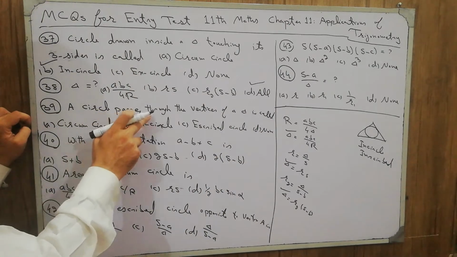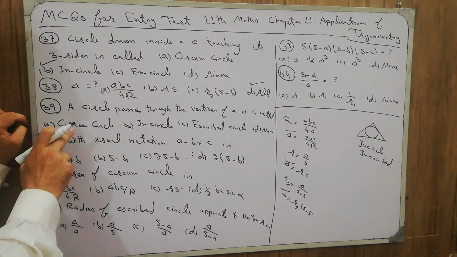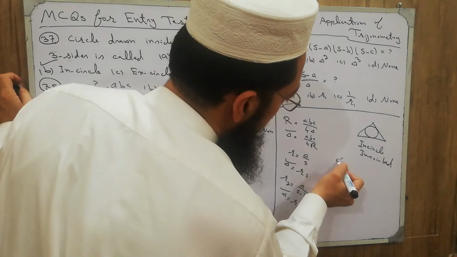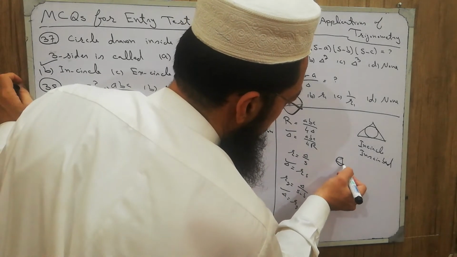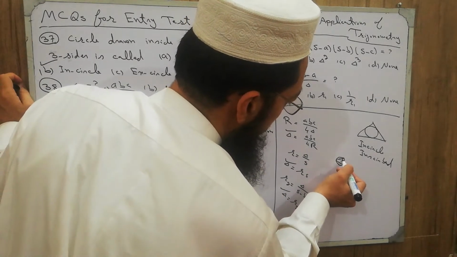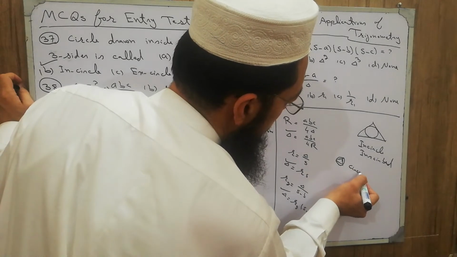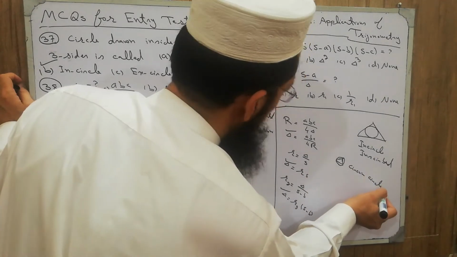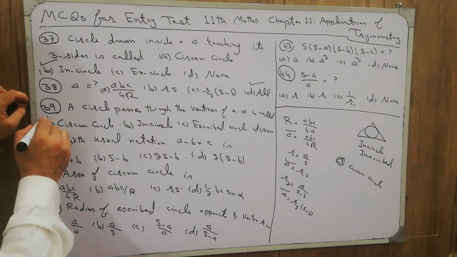39: A circle passing through the vertices of a triangle is called circumcircle. Already explained in the previous lecture. A circle passing through the vertices of a triangle is called circumcircle. So option A is the correct option.